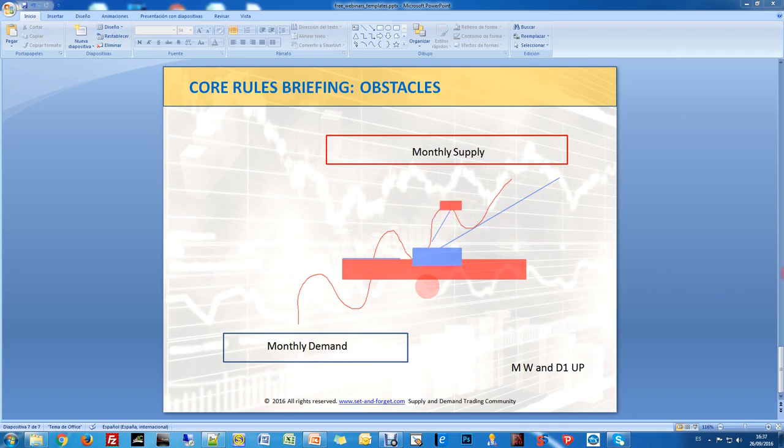So what do we need to do? Rules say that we need to wait for the opposing area of demand on a higher time frame area of demand, which is the weekly, which is here. So we are expecting price to drop there, and then we take daily areas of demand inside the weekly area of demand because we are uptrending on the weekly and the monthly. But there are obstacles. Which kind of obstacles?